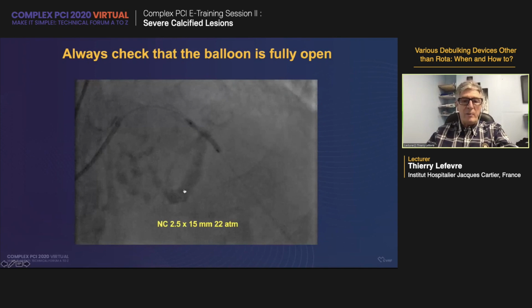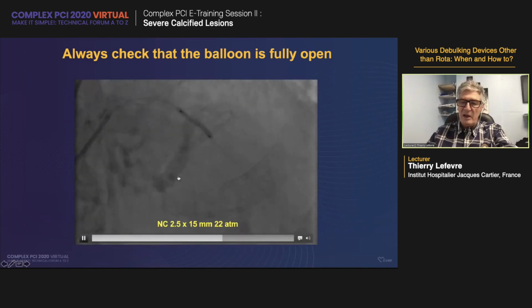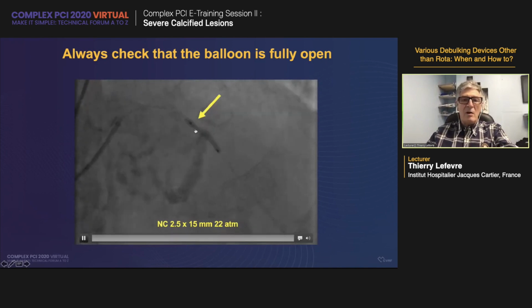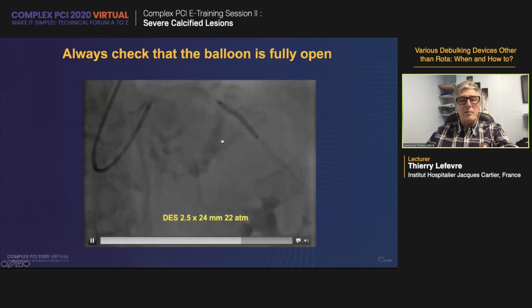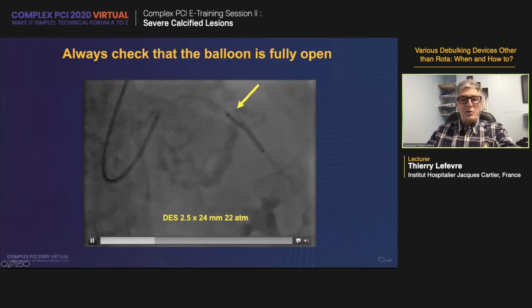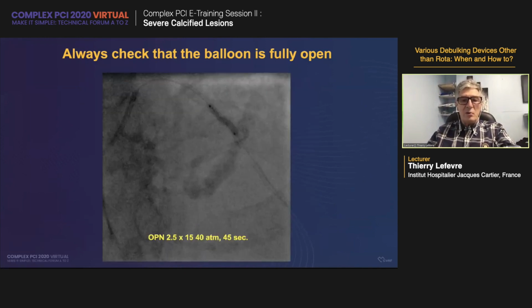After that, the operator used a non-compliant balloon, 2.5, and you can see that there is still some residual lesion. So the lesion was not fully open at 22 atmospheres. But they decided to use a stent, thinking that it would open the lesion. And you can see that again, the stent is fully open at this level, but not fully open proximally, despite high pressure. So in this case, what is the solution?